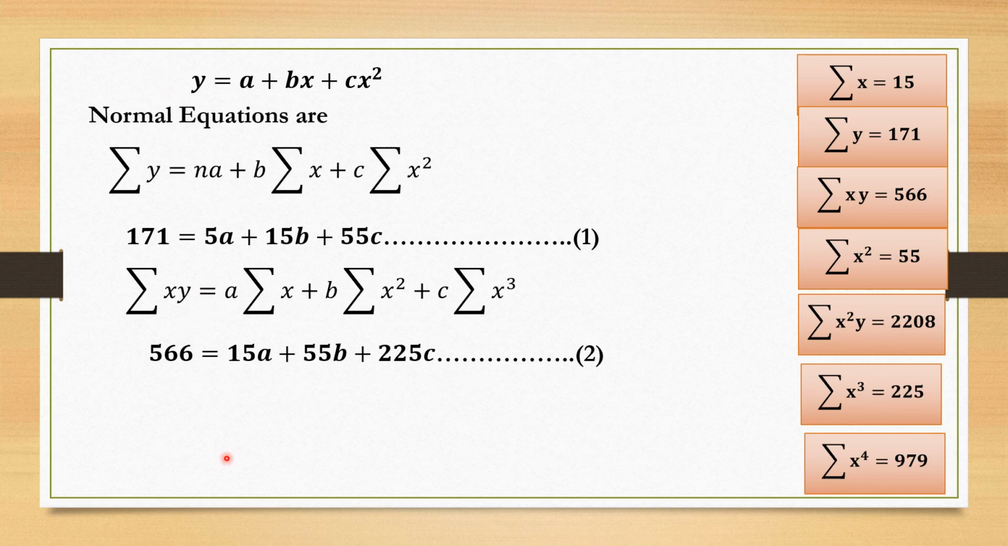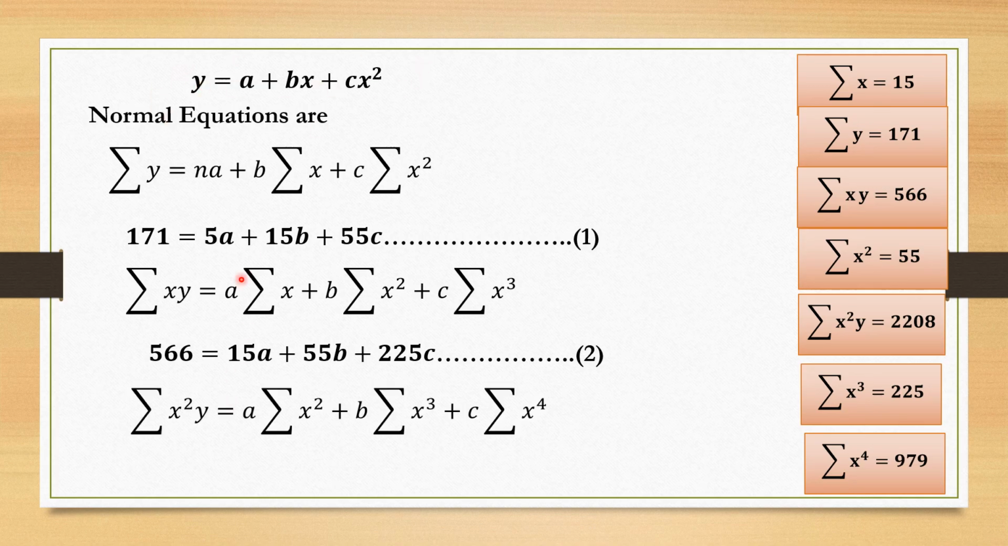Now go to the third normal equation. How to get the third normal equation? Multiply this equation by x square and then take the summation. So we will get summation x square y, a into summation x square, b into summation x cube, c into summation x raised to 4. Again x square y is 2208, summation x square is 55, summation x cube is 225, and summation x raised to 4 is 979. Substituting all these values of these summations, we get equation 3.